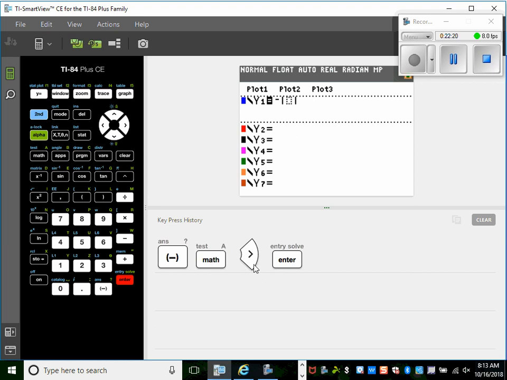Math, arrow, enter. All right, so now we're going to put in X. Okay, stay with me right there. Don't go any further, guys. Okay, put in the X. Now we have to get out of this because we don't want to put the +3 inside. So we arrow out. Okay, that's how you get outside of the bar.